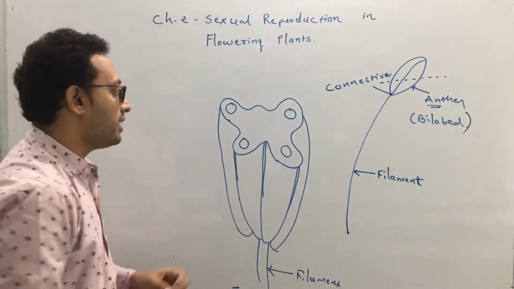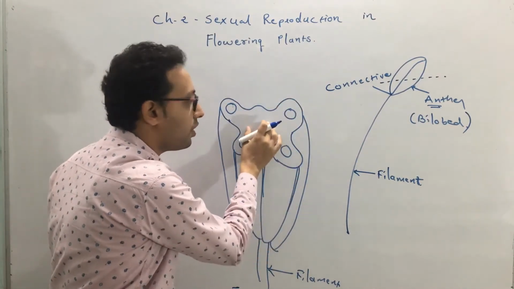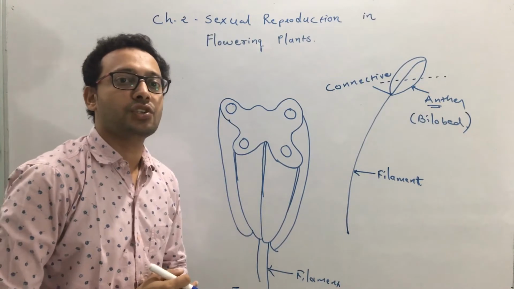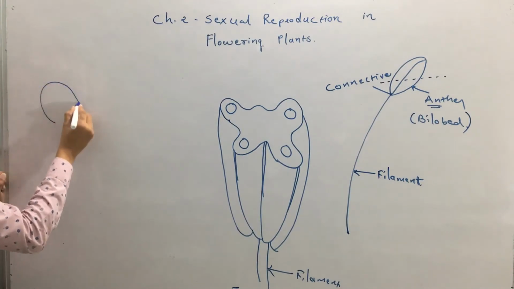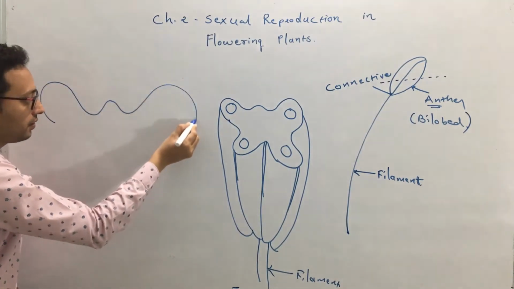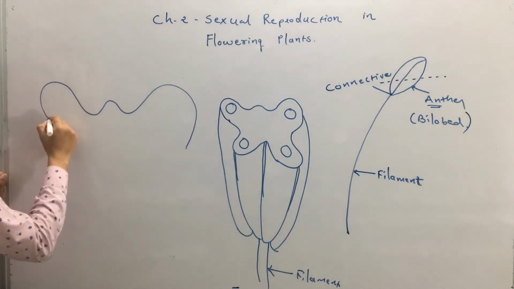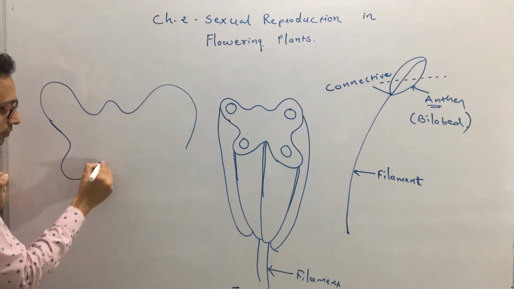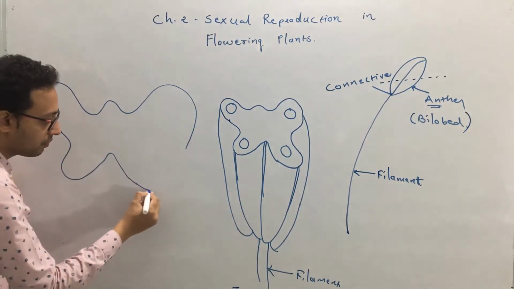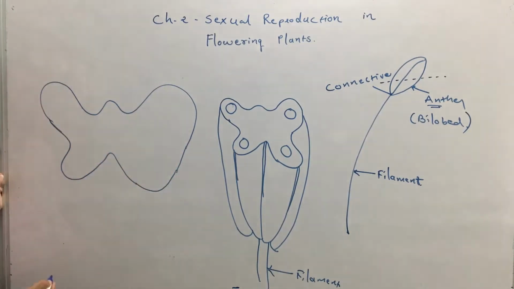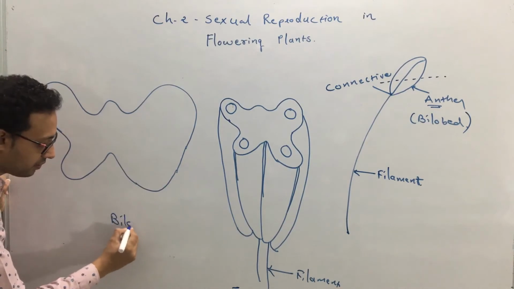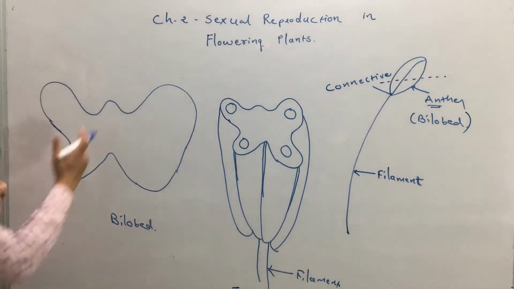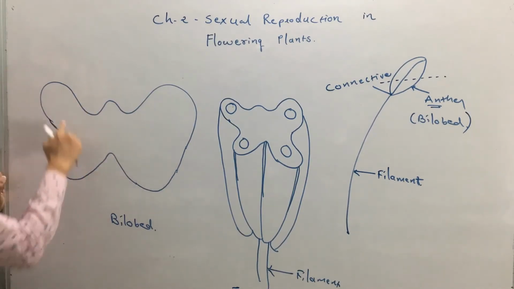Such a structure you can observe. Now I will enlarge this portion of the anther, and then we will discuss its internal structure. How does it look? The anther is bilobed, meaning it contains how many lobes? 2 lobes are present. Each lobe contains 2 theca.